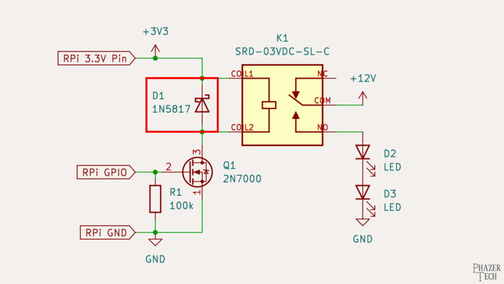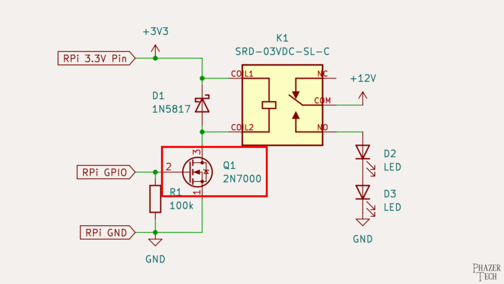And make sure you orientate it like you see here. Next, we have this side of the coil connected directly to pin 3 of the 2N7000 transistor. Pin 2 of the transistor is connected directly to one of the Pi's output pins, and pin 1 of the transistor is connected to the Pi's ground pin. We also have this pull-down resistor here, which is necessary to make sure the transistor doesn't activate by accident.